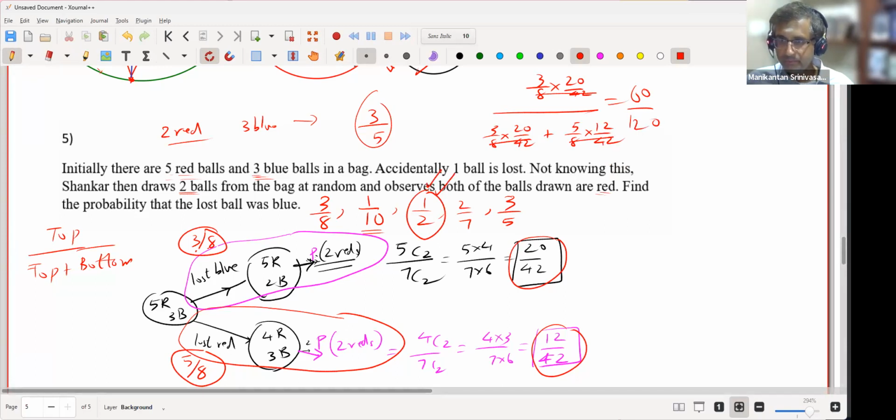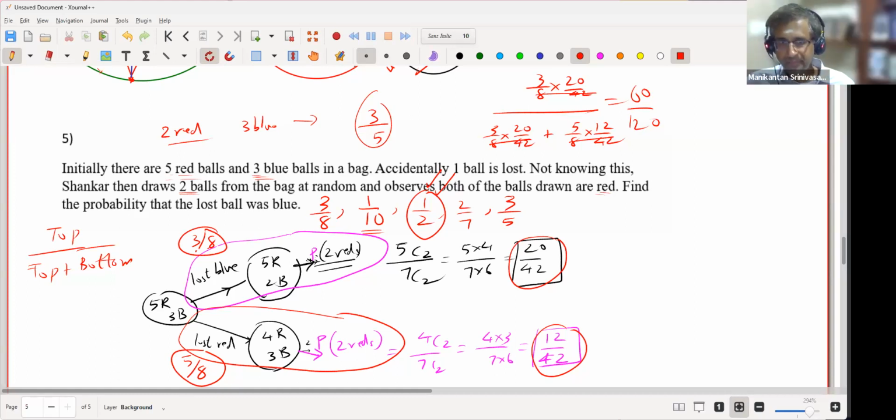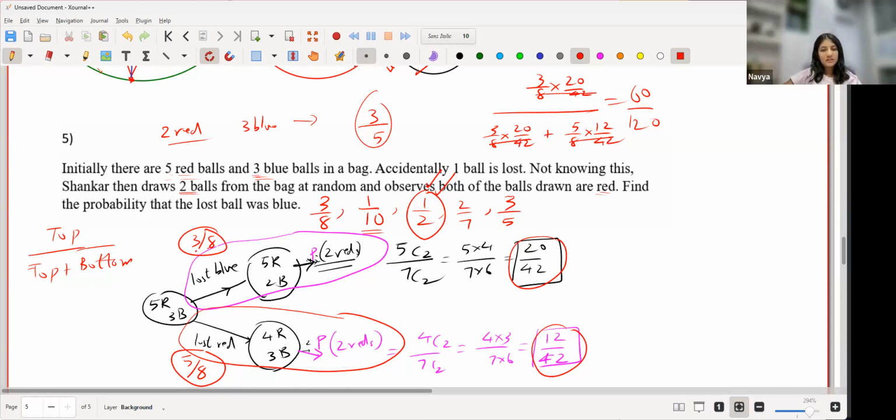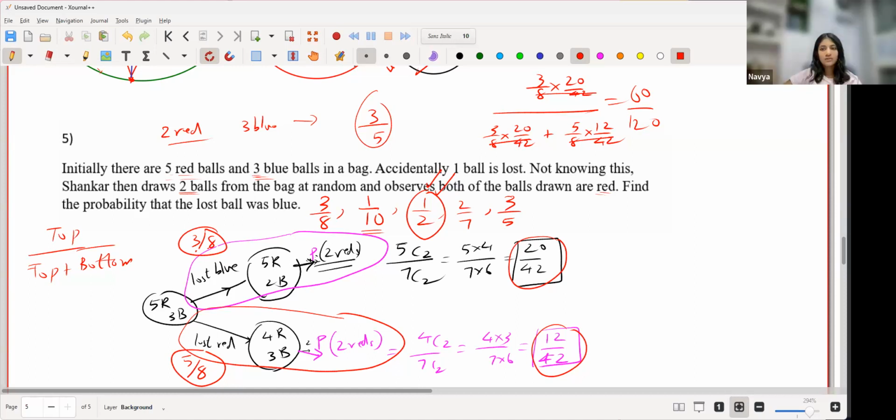Navya, you have a doubt? Your hand is up. I had a much easier method to do this, and I didn't use any calculation. Okay, go ahead, please, Navya. So assume you have 5 red balls and 3 blue balls, and then they said that eventually you pick up 2 red balls at the end, right? So the missing balls could have been 3 red or 3 blue, and there's an equal probability for both of them to be missing.